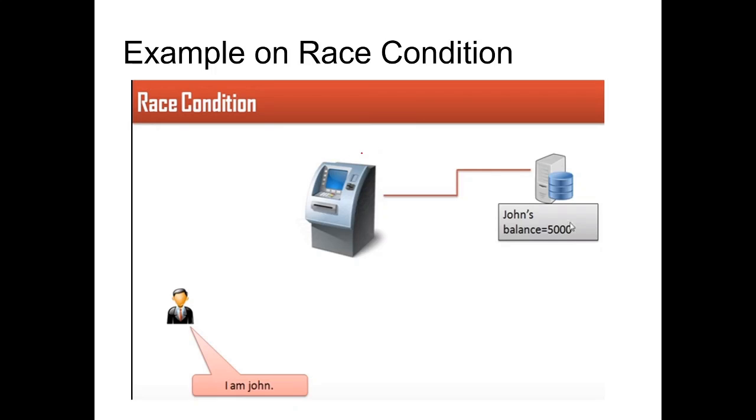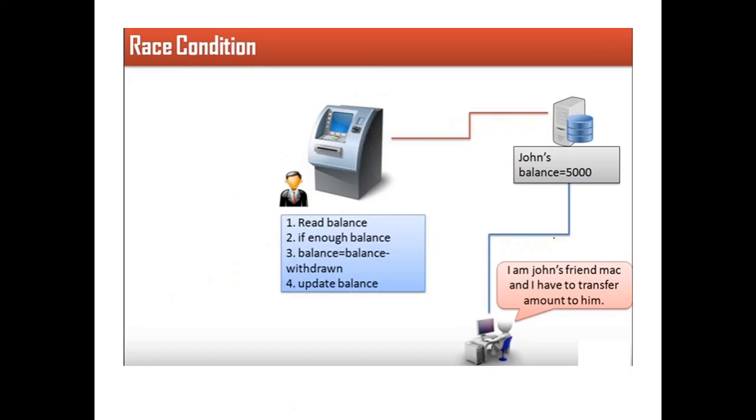So there is an ATM. In the ATM, the operating system is implemented and that is linked with the bank. Now John wants to withdraw some amount from his account, and the balance in the account, which is stored in the database, is 5,000. So he goes to the ATM. Now he wants to withdraw the amount.